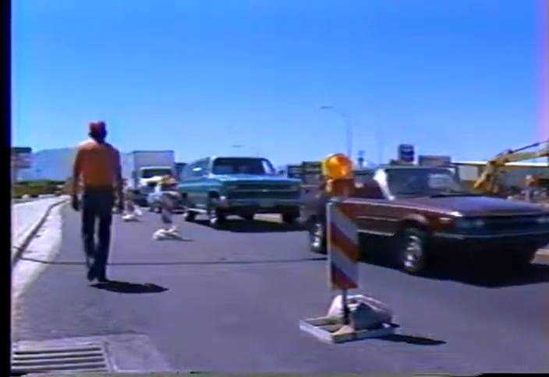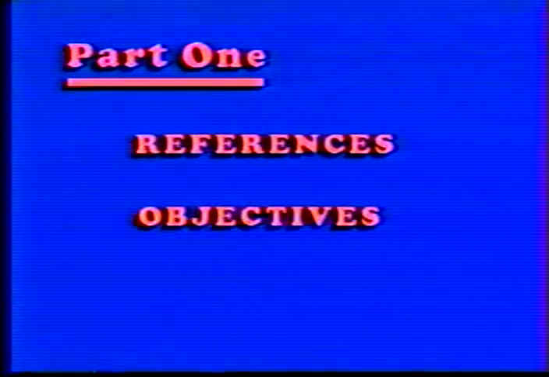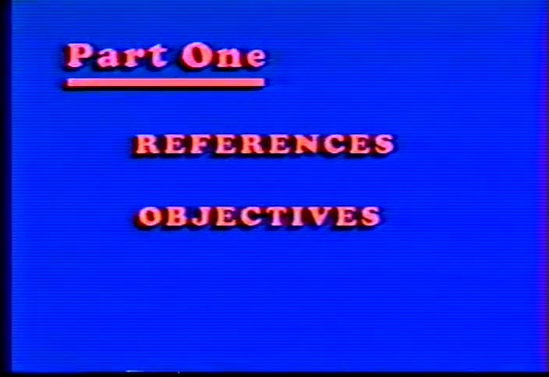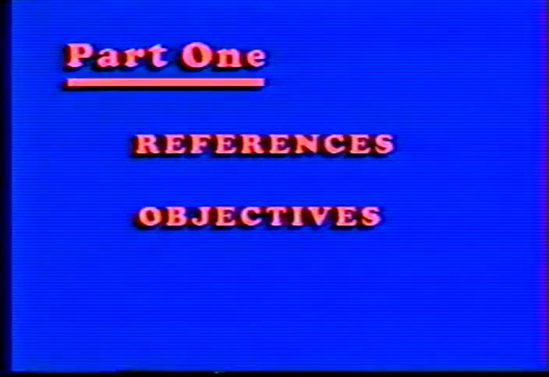The program is divided into two parts. Here in Part 1, we'll go over some of the sources of information you should be familiar with to help you make better traffic control decisions. After that, we'll discuss the objectives of work zone traffic control and go over 5 basic principles that should be followed in order to meet those objectives.